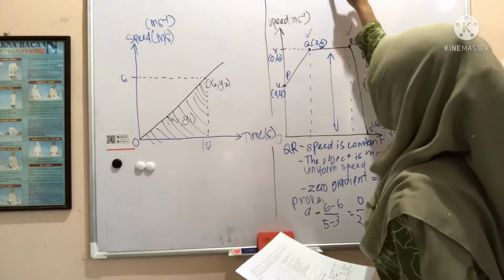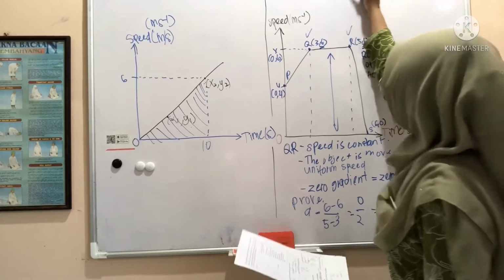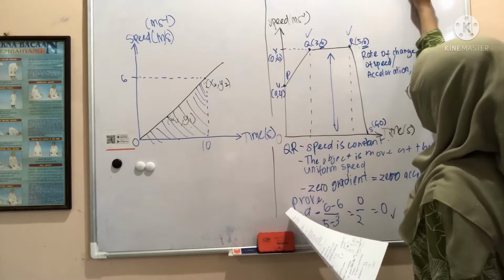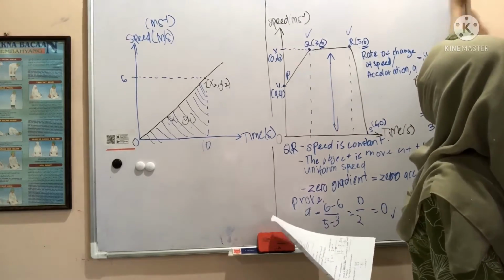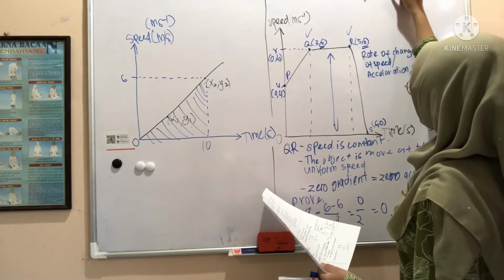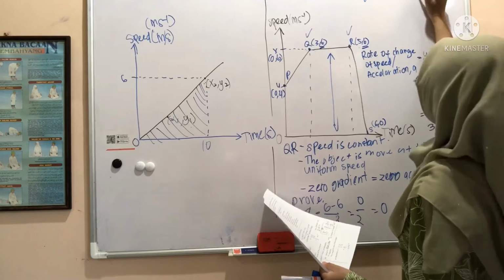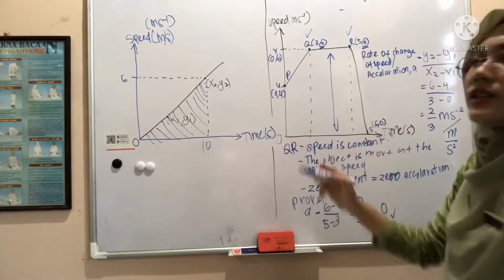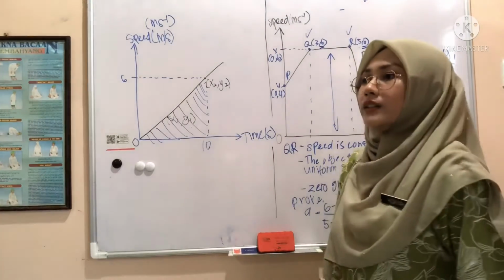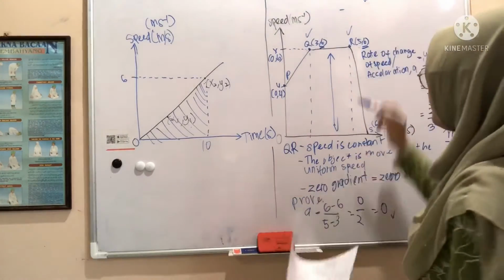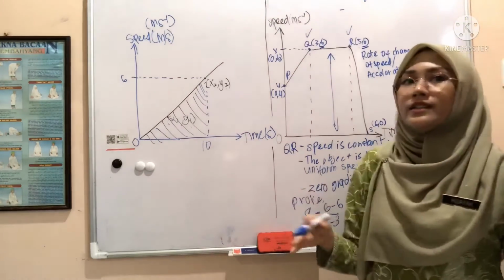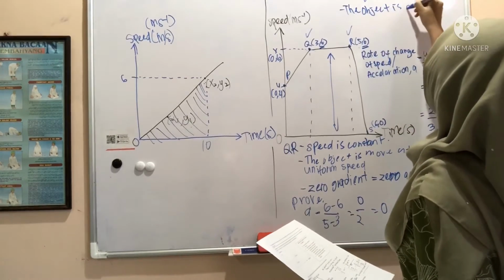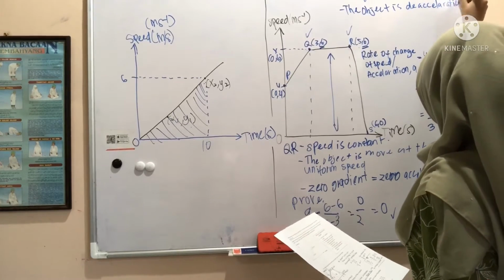Okay, I will write to make it clear. From RS, the speed is decreasing, hence the rate of change in speed is negative. So, since the rate of change of speed of the object is negative, the motion of the object is having deceleration. The acceleration means in Malay is pecutan. Okay, alright.